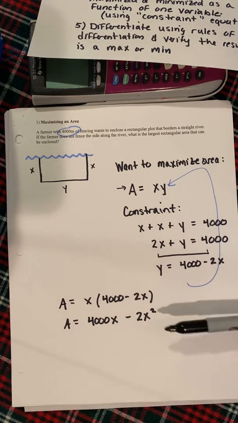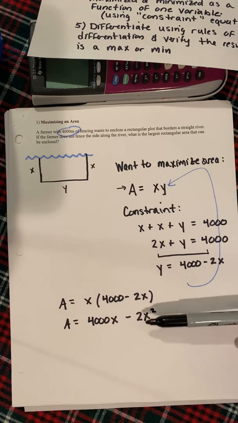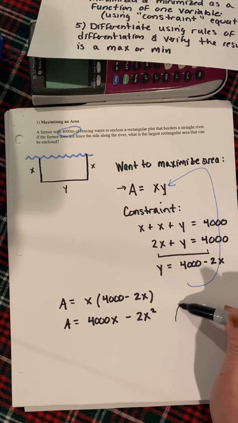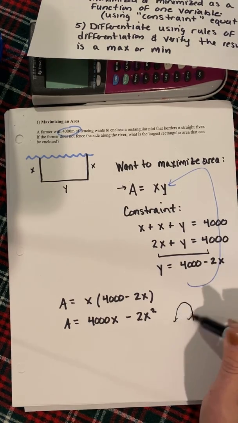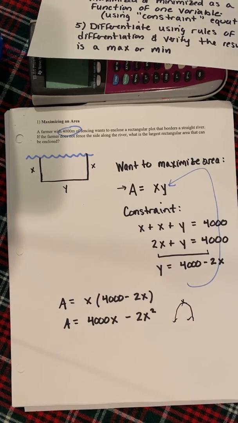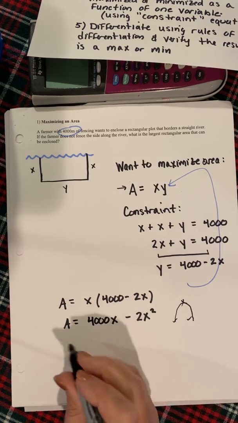If we think ahead a little bit, we can see that this is a quadratic equation with a negative leading coefficient. So if we were to graph it, it would look like this, an upside down parabola. So it definitely has a maximum value. But we have to find the value of that maximum value. So to maximize this problem, we're going to take the derivative.